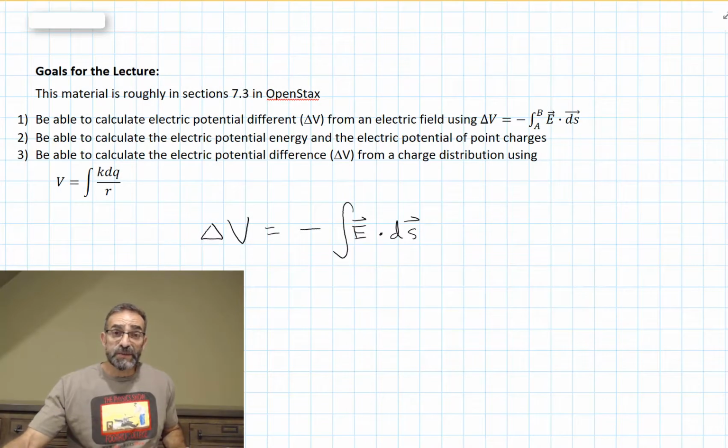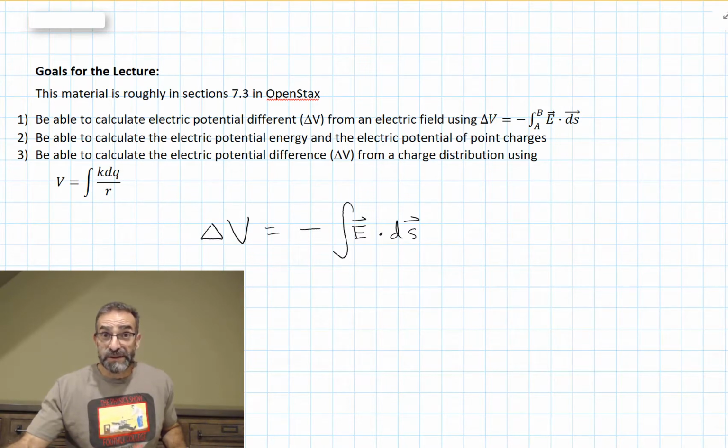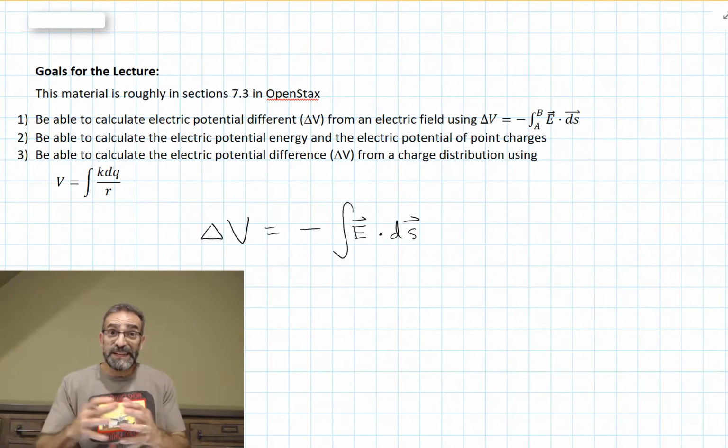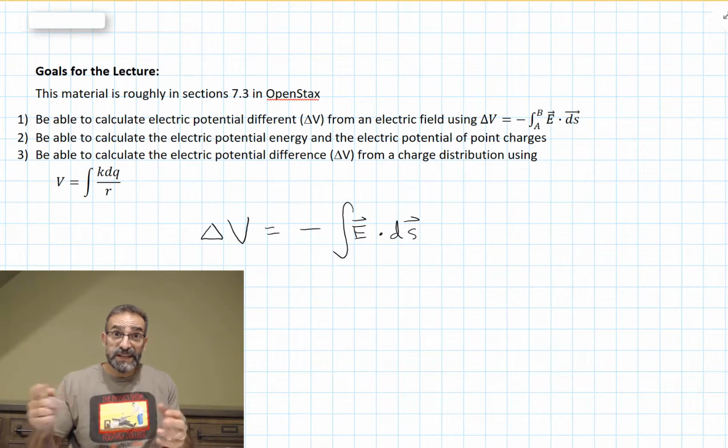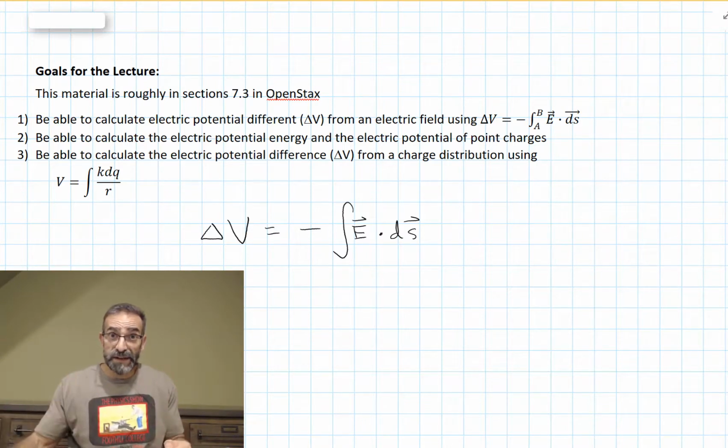This is an equation we're going to become very familiar with. The change in electric potential is equal to negative the integral of E dot ds. So if we know the electric field in some region of space, we can just integrate E dot ds between 2 points and figure out the potential difference between those 2 points.